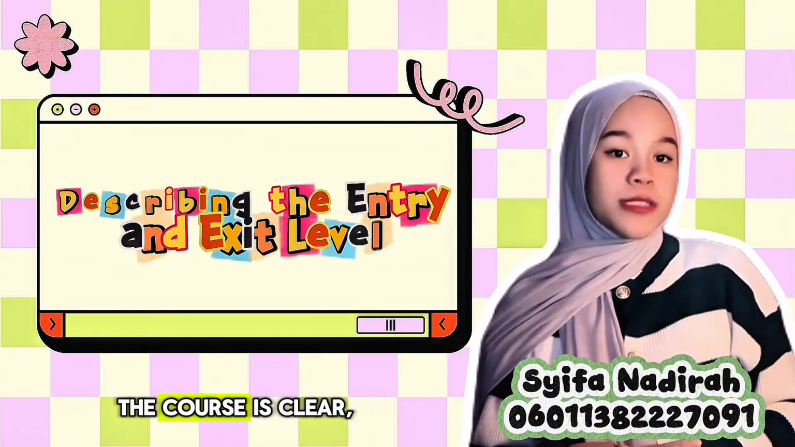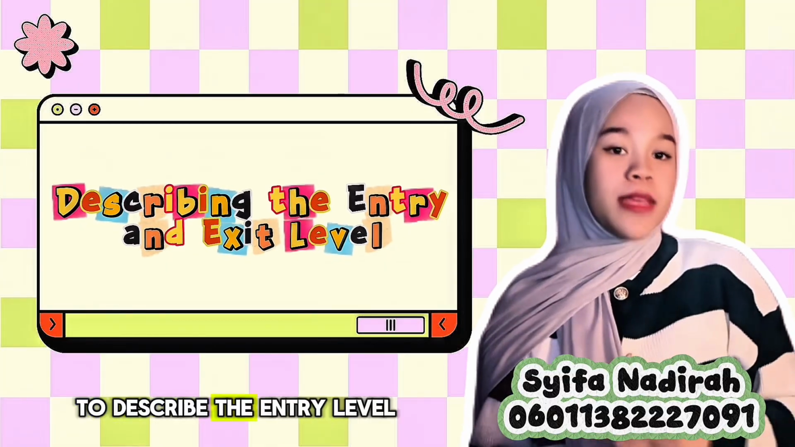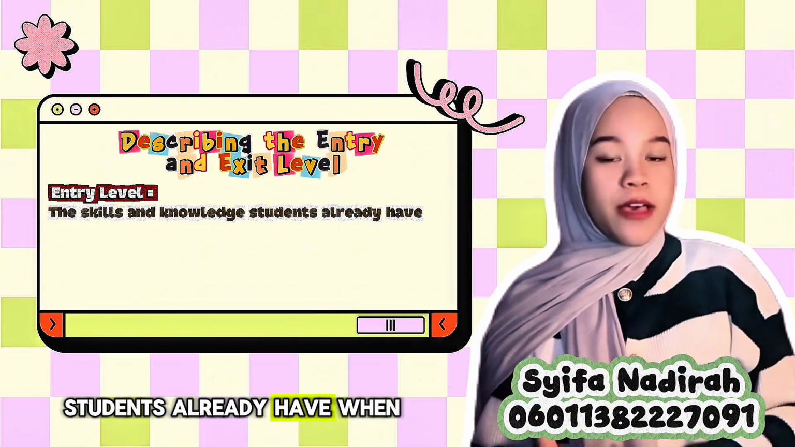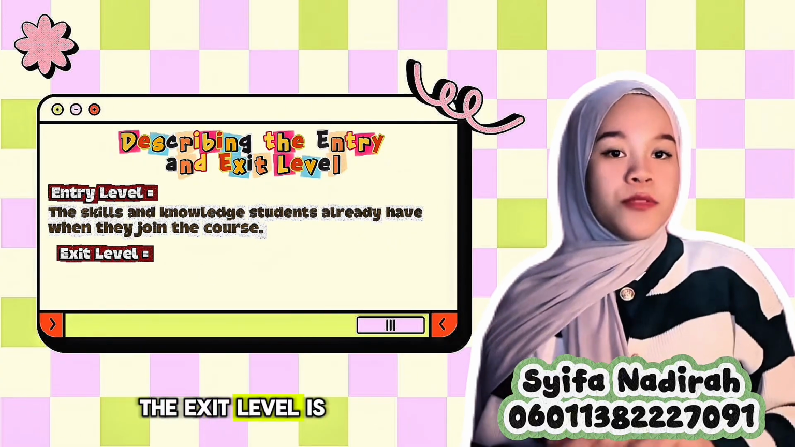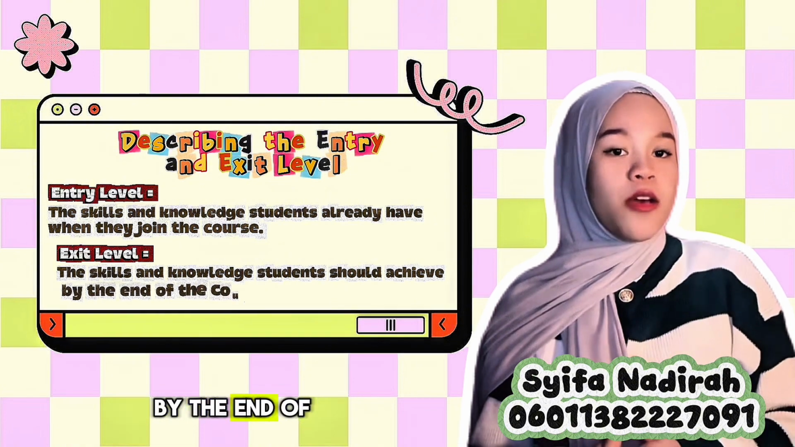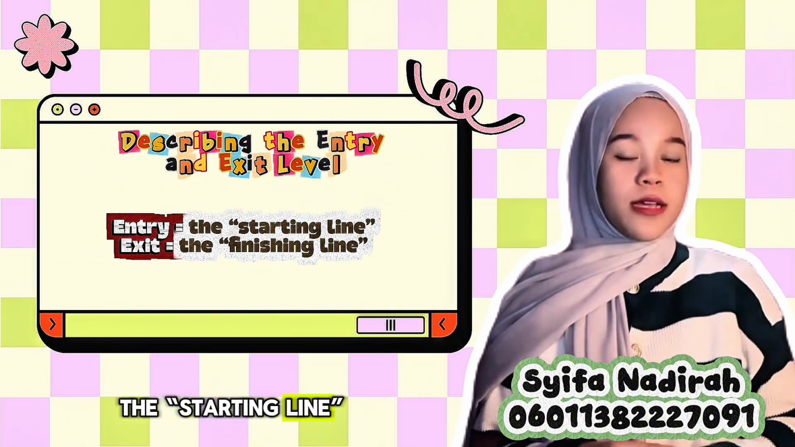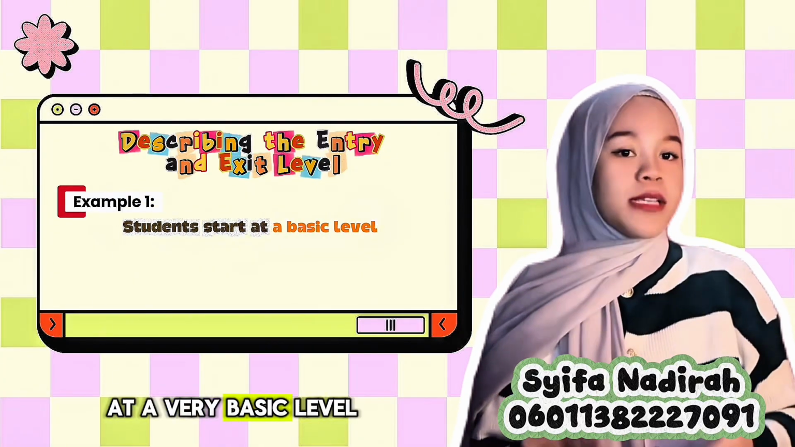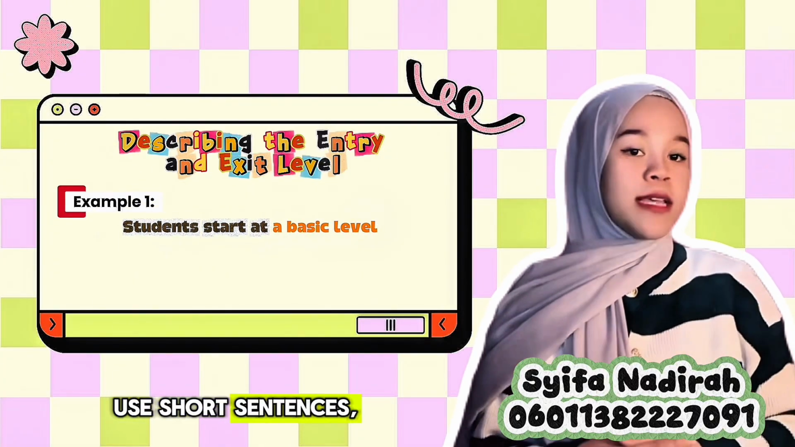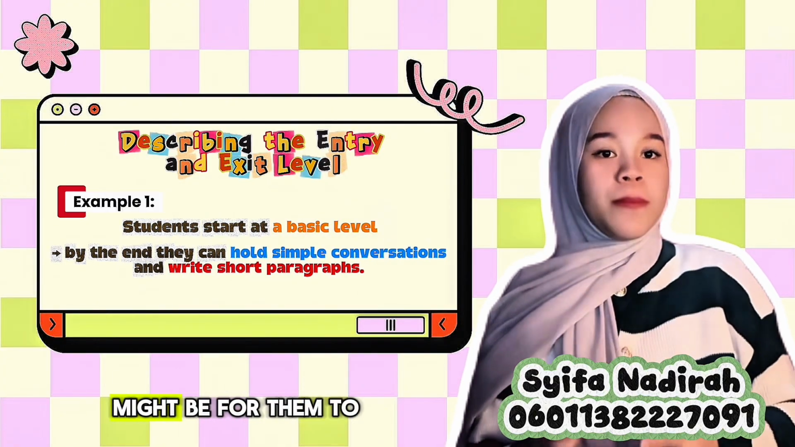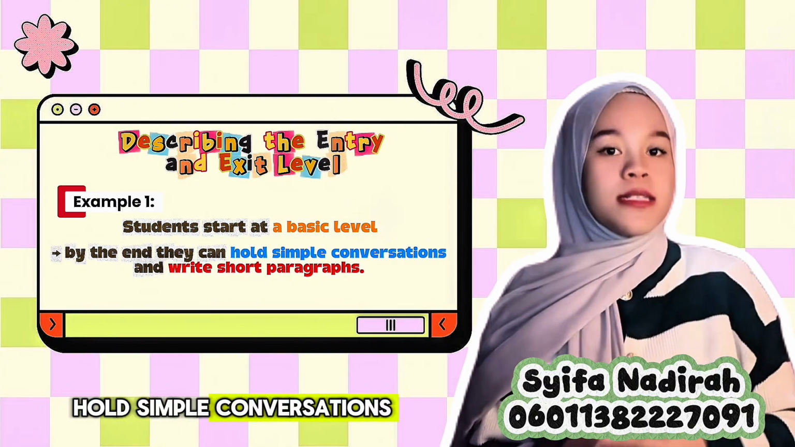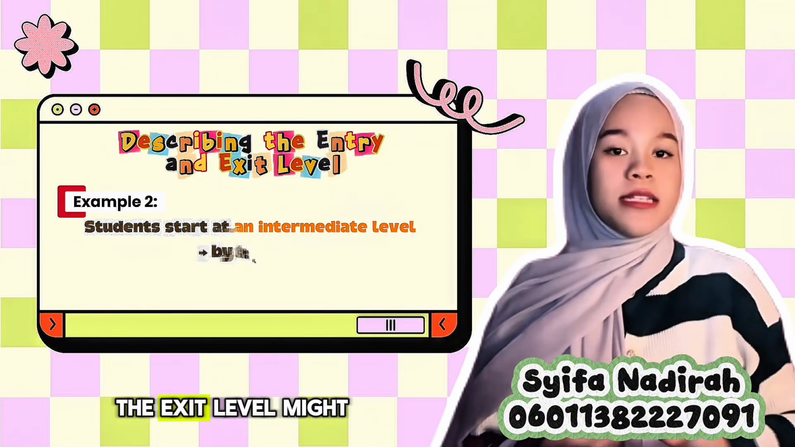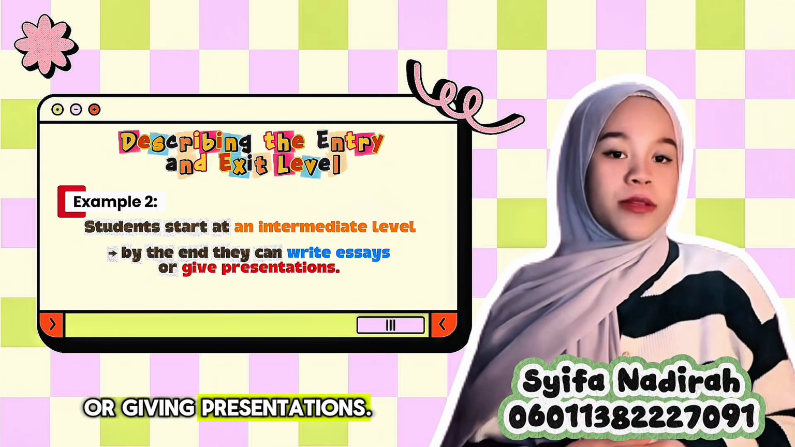Once the purpose of the course is clear, the next step is to describe the entry level and the exit level. The entry level is the ability students already have when they join the course. The exit level is the ability they should reach by the end of the course. These two points form the starting line and the finishing line of the course. For example, if students start at a very basic level where they can only use short sentences, then the exit level might be for them to hold simple conversations and write short paragraphs. If the students begin at an intermediate level, the exit level might be writing essays or giving presentations.